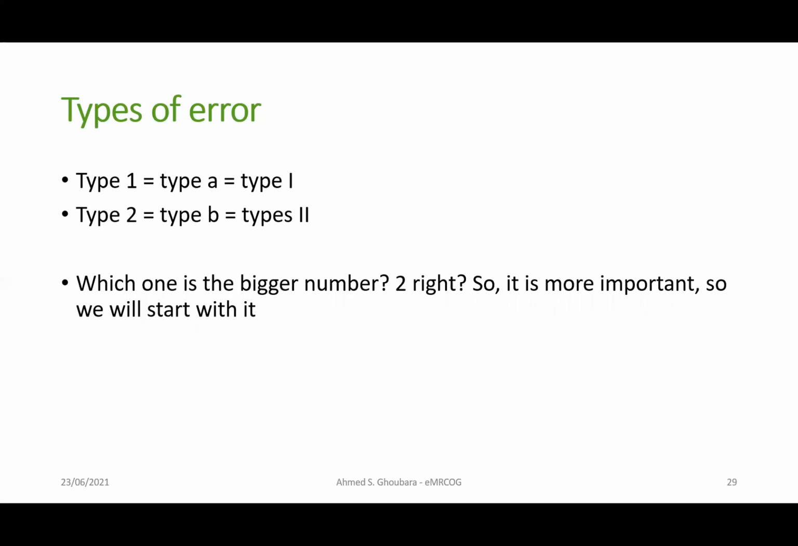Which one is more dangerous? Both are errors, but there is an error and there's a blunder. Which one is a blunder? Which one is much more dangerous, much more important, which one do we need to have a big concern about? Type 2. 2 is a bigger number, so 2 is a bigger mistake. So it's important, so we will start with type 2 first.